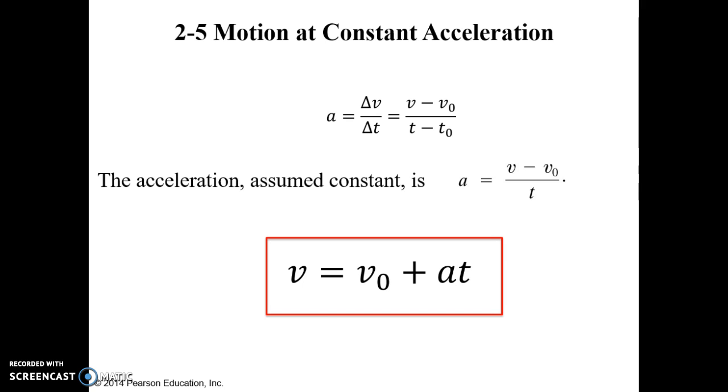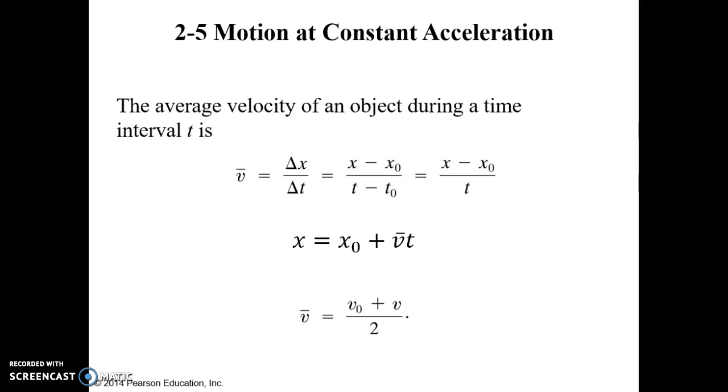So now our acceleration equation is simplified. The last step is to solve for velocity. And there you have it, our first kinematic equation. You do not need to know how to derive this equation. Just write down the equation in the red box.